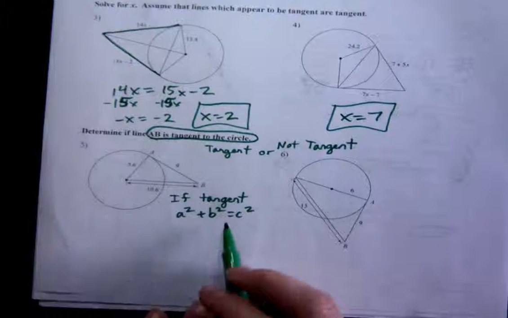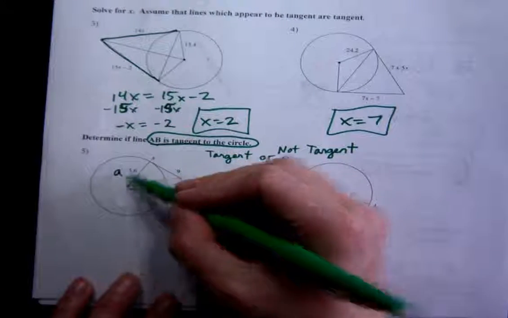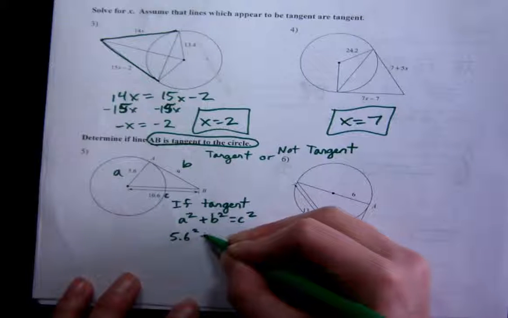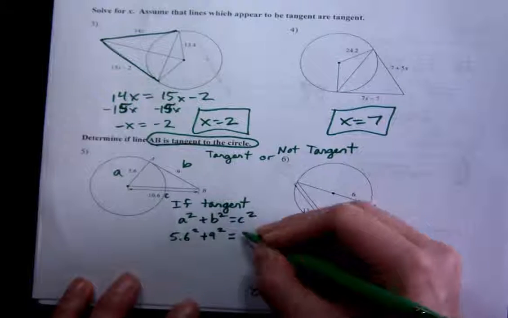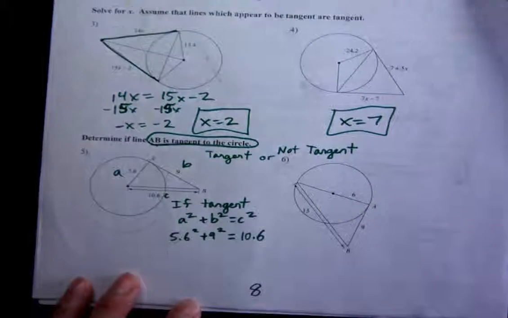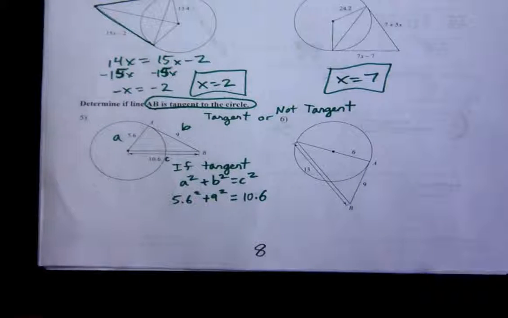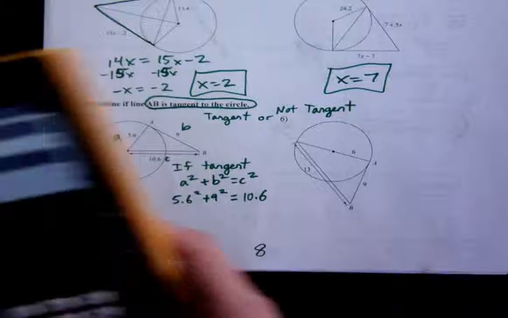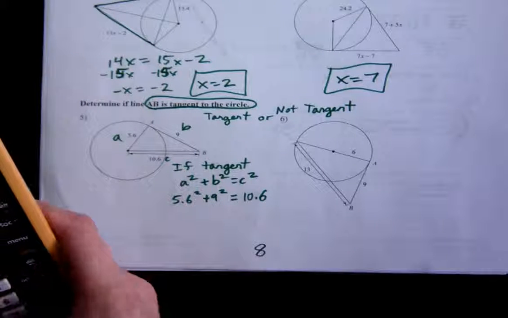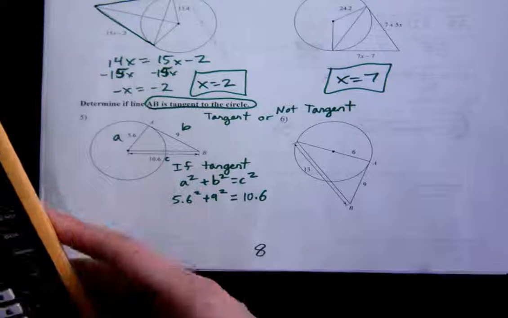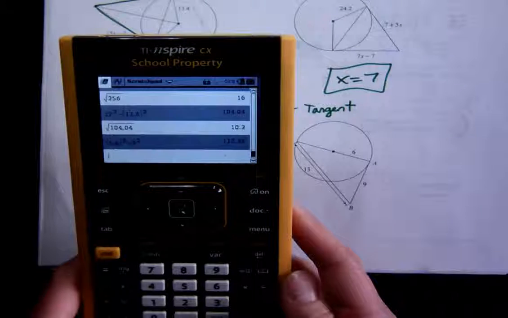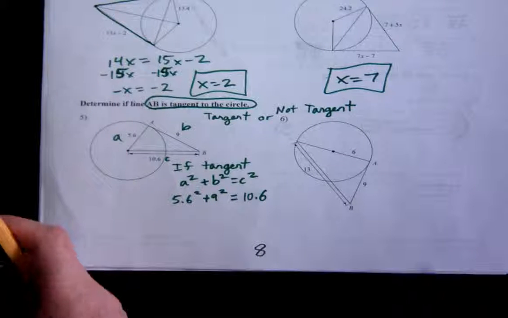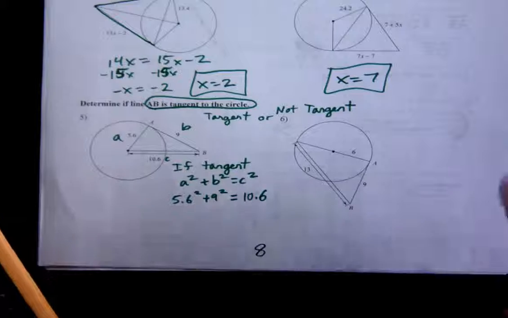So if it's tangent, we need this to happen. Here's my a, here's my b, here's my c. So we do 5.6 squared plus 9 squared equals 10.6 squared. If the calculator says false, it's not tangent, or you can do each side individually. So I do 5.6 squared plus 9 squared, and I get 112.36, or 10.6 squared. I got the same thing.